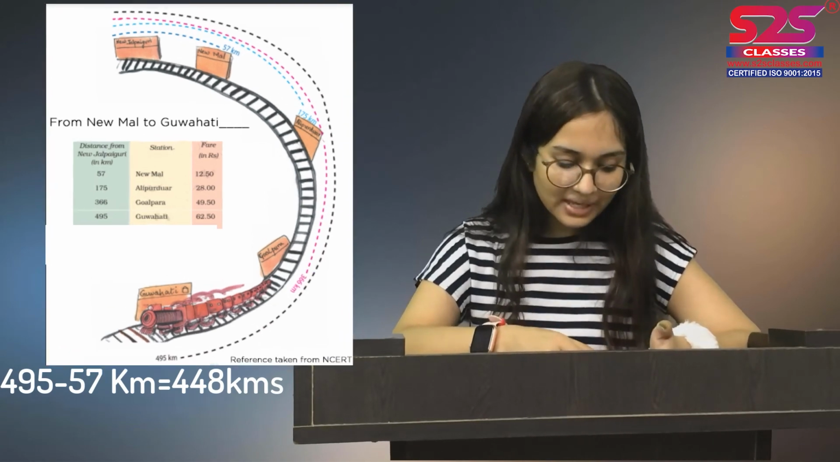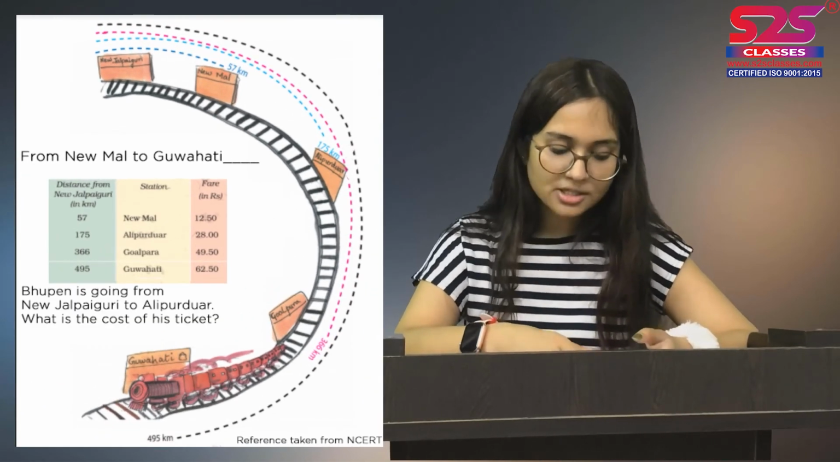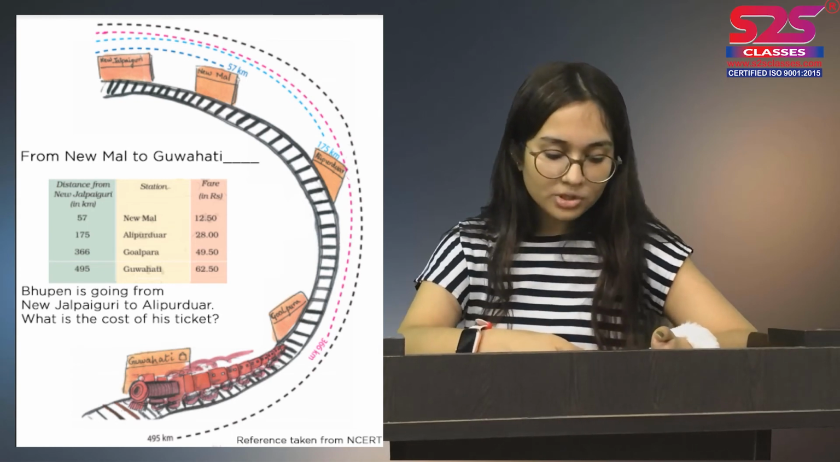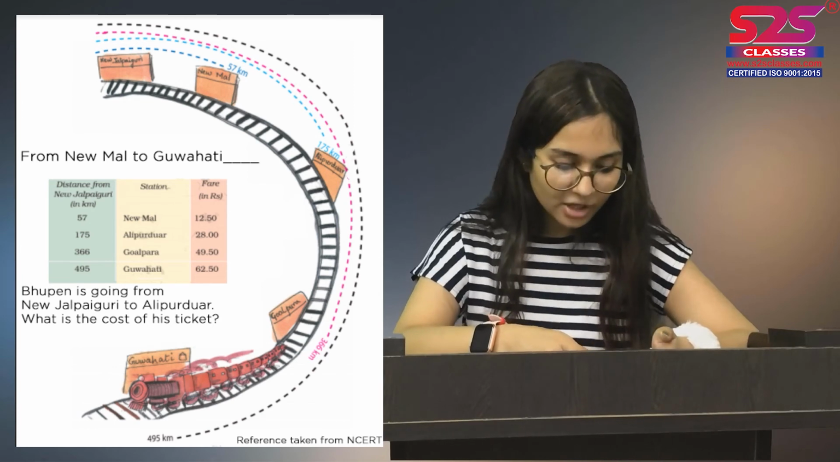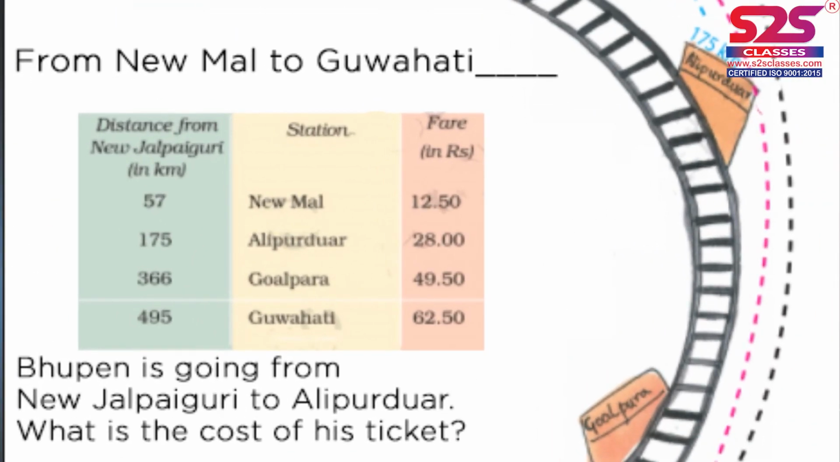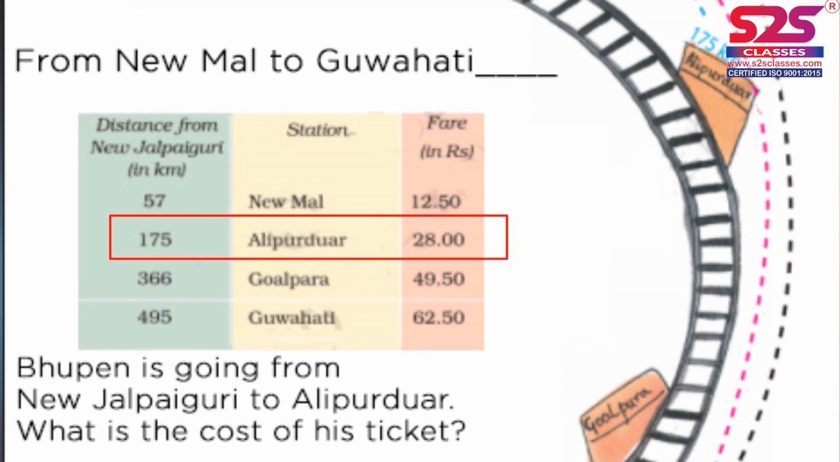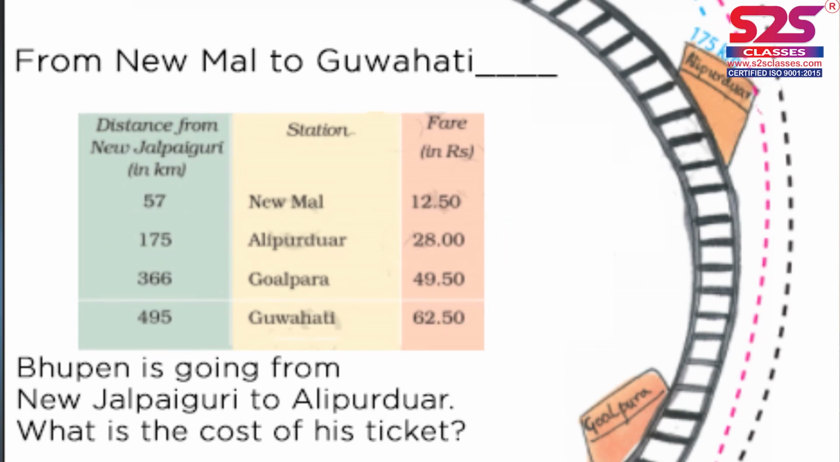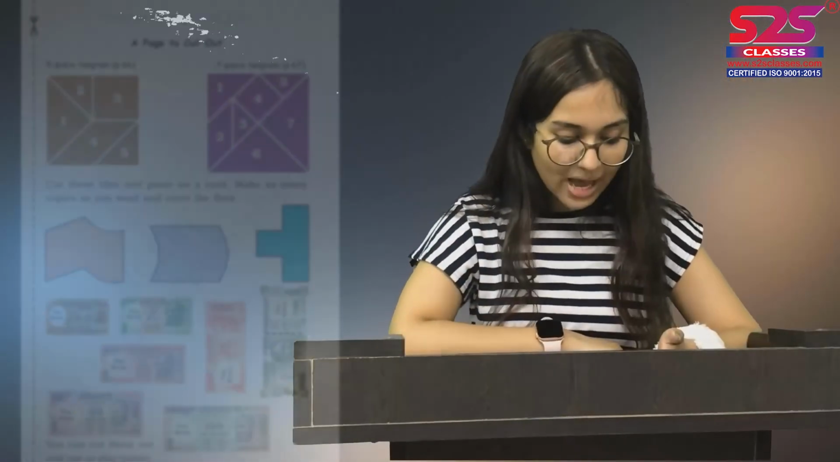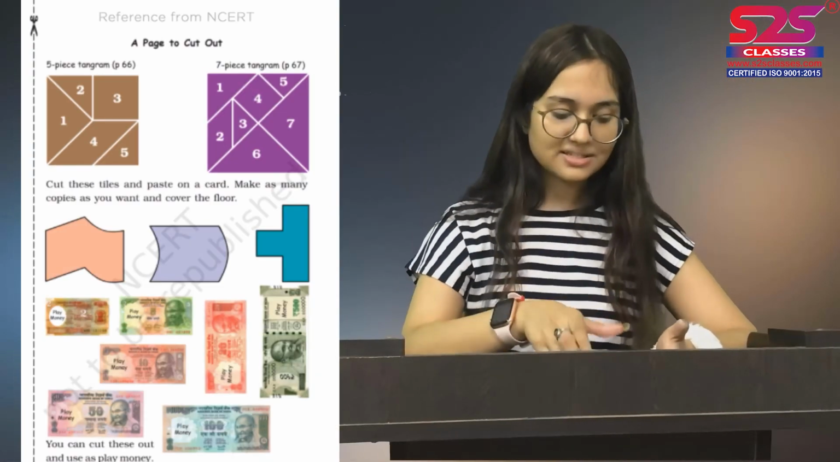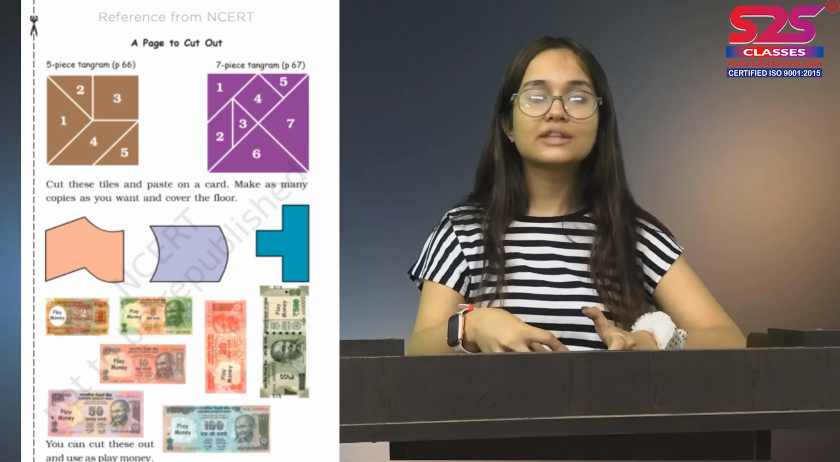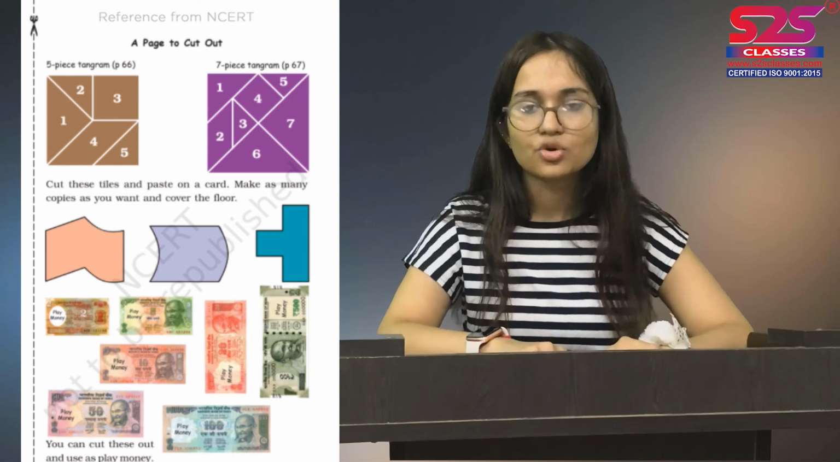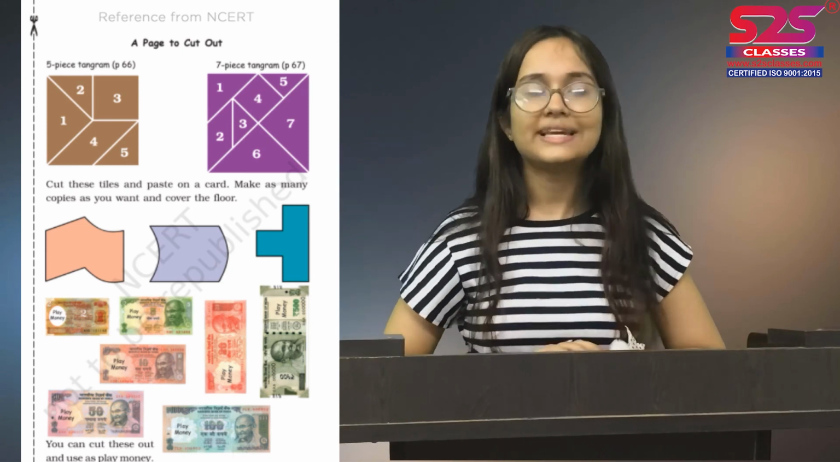And then the next thing is find the cost of the tickets. So if Bhupen is travelling from New Jalpaiguri to Aligarh, what is the cost of his ticket? So he will be paying rupees 28 for the ticket, and this you can answer by looking at the table. So in the similar way, you need to do the rest of the questions. Then you have a page to cut out which has tangrams as well as patterns and currencies, like all the things we studied in your maths textbook. So you can cut out the page and do all the activities.